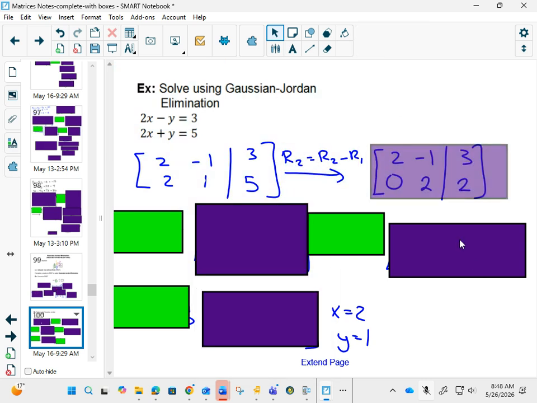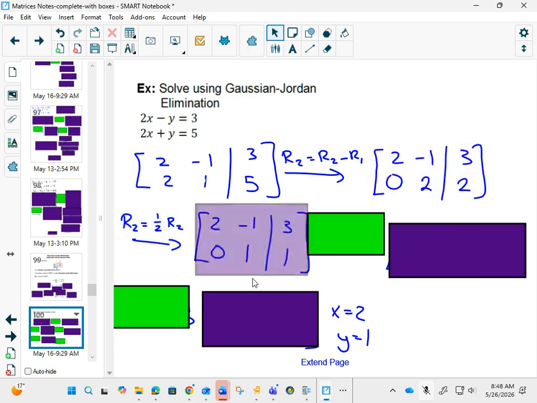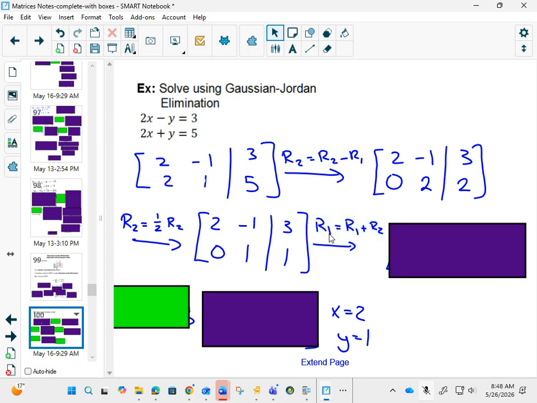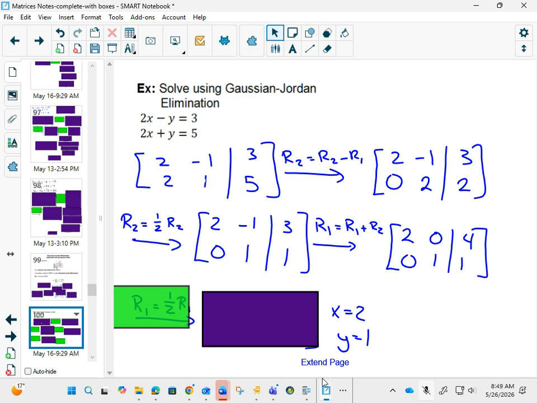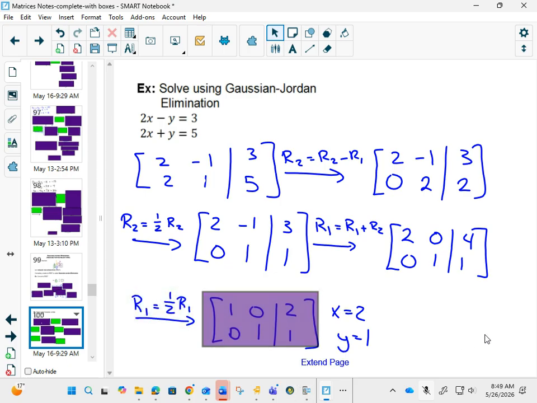I took row 2 minus row 1 to get that 0. I cut row 2 in half to get the 1's. Notice this 2 here I'm not worried about yet. I'm going to leave it there for a bit. Then I'm going to do row 1 plus row 2. And finally divide row 1 by a half. And there's many ways to do these. Your choices sometimes can change some numbers, but it's not wrong.